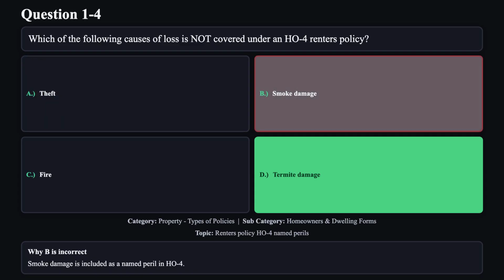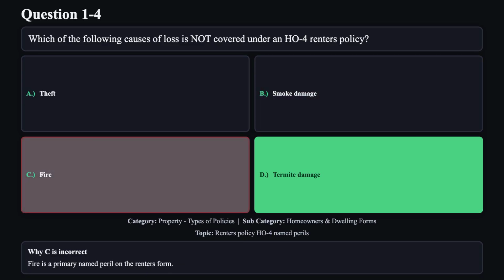Reason B is not correct. Smoke damage is included as a named peril in HO4. Reason C is not correct. Fire is a primary named peril on the renter's form.